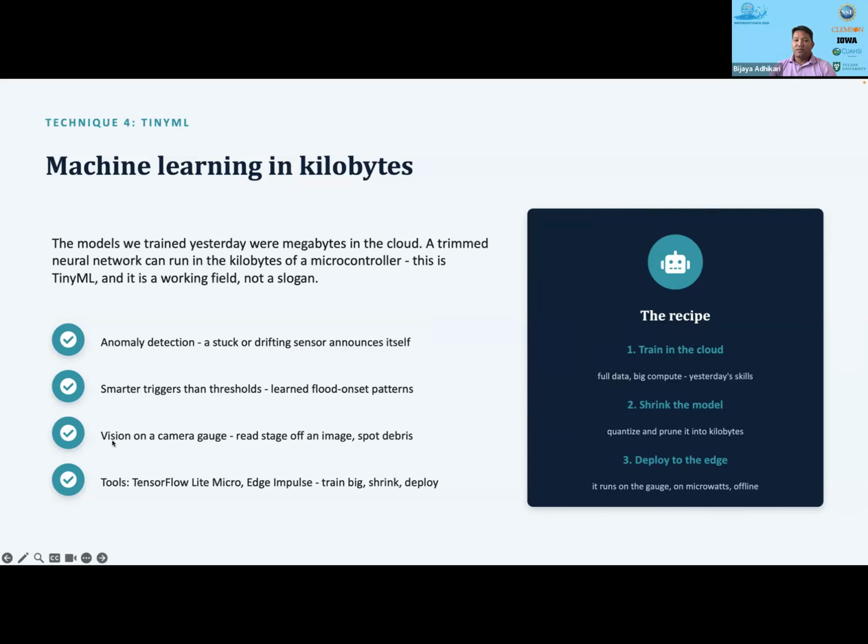We can have vision camera gauges, right? Again, there's a camera that can take continuous pictures, and we can have a small vision model on it, which adheres to this tiny ML principle, right? So we can use TensorFlow Lite or Edge Impulse, right? Which trains big models and then shrinks and deploys them.